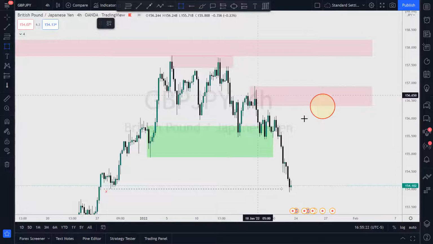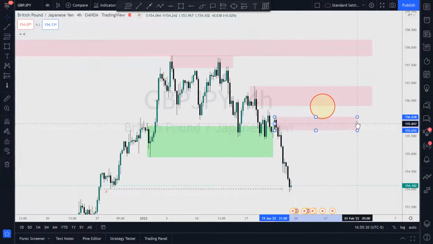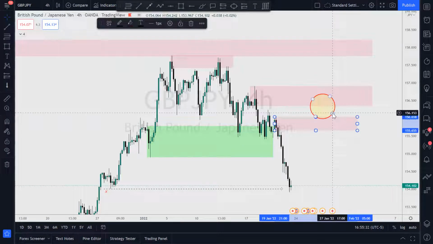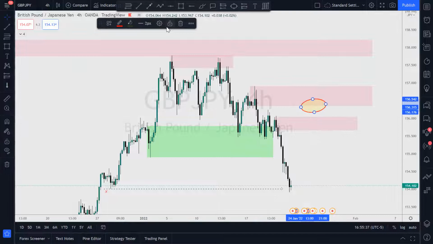So I'm marking out here, and I'm also marking out this one. Now, you see how price came up in here and mitigated here. So we got two areas to watch, really. This one and this one. All right.